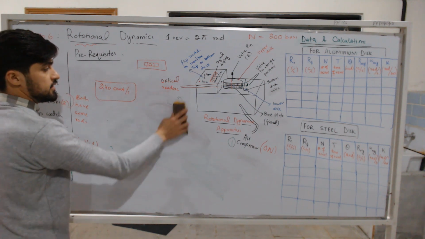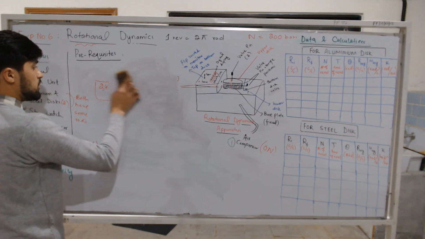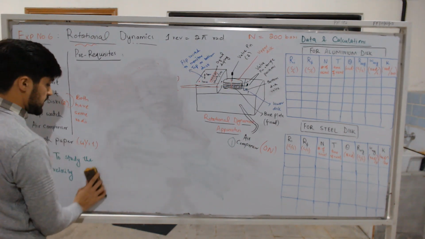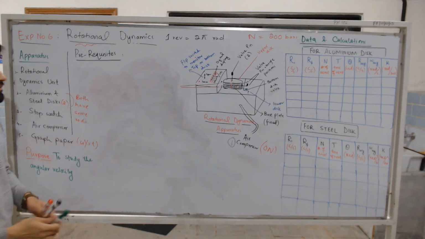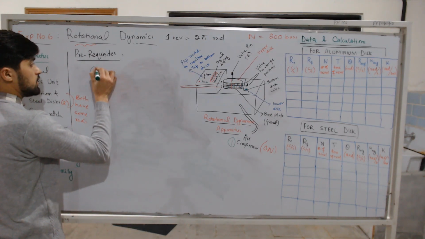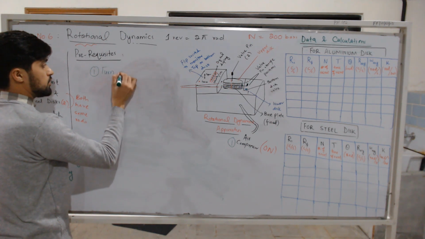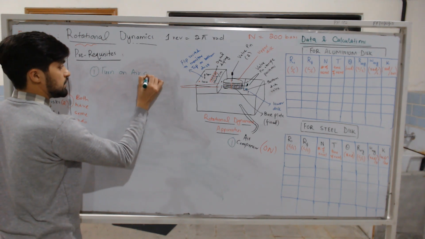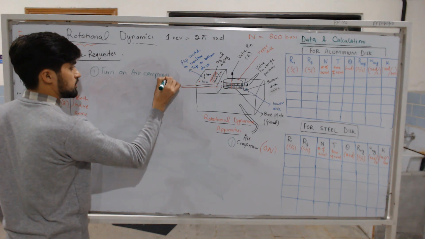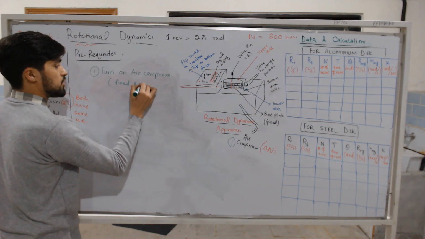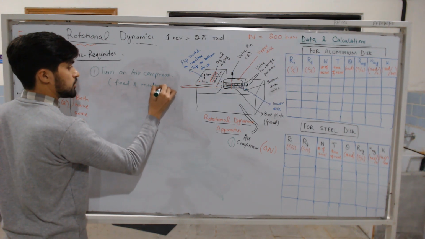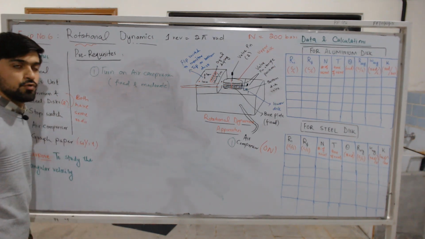So let me repeat this in order to understand the procedure and how to perform this experiment. The first thing you have to do is turn on the air compressor. The pressure should be fixed and moderate. Keep in mind, not too high and not too low.